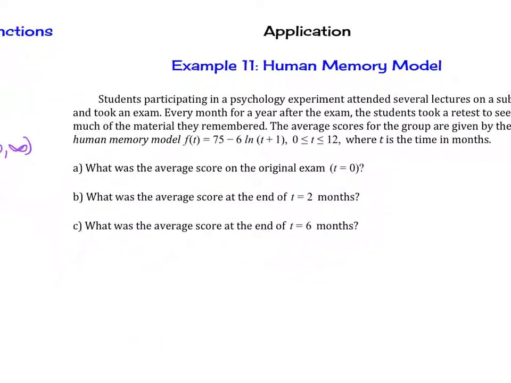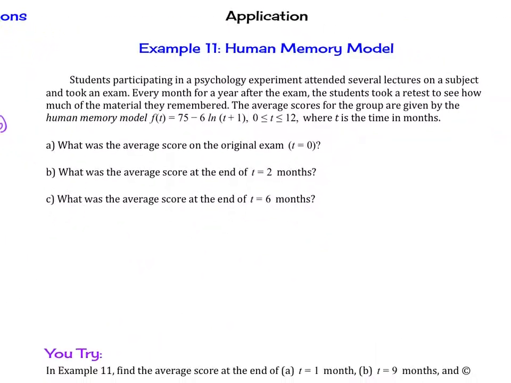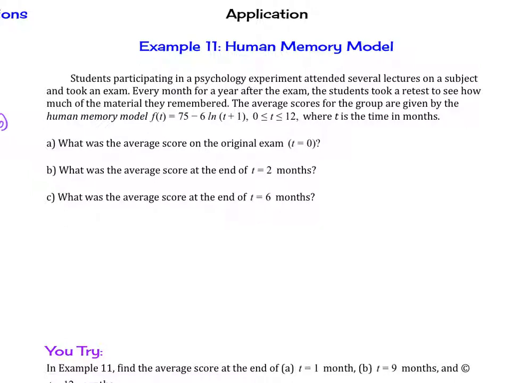Number 11. So this is an application problem. Students participate in a psychology experiment, attended several lectures on the subject, and took an exam. Every month for a year after the exam, the students took a retest to see how much of the material they remembered. The average scores for the group are given by the human memory model f of t equals 75 minus 6 natural log of t plus 1, where t is between 0 and 12 and t is the time in months. So what was the average score of the original exam?